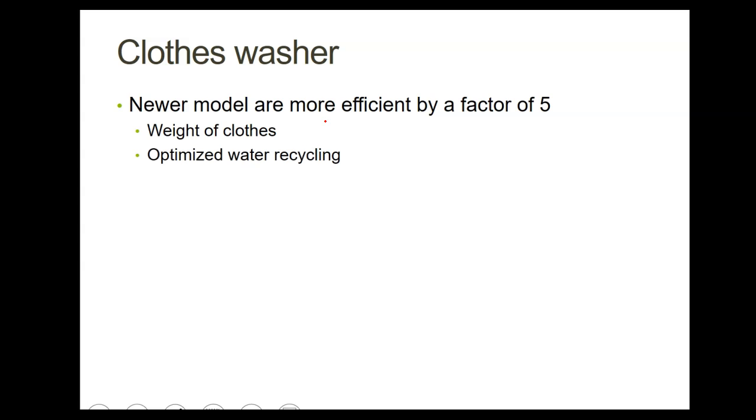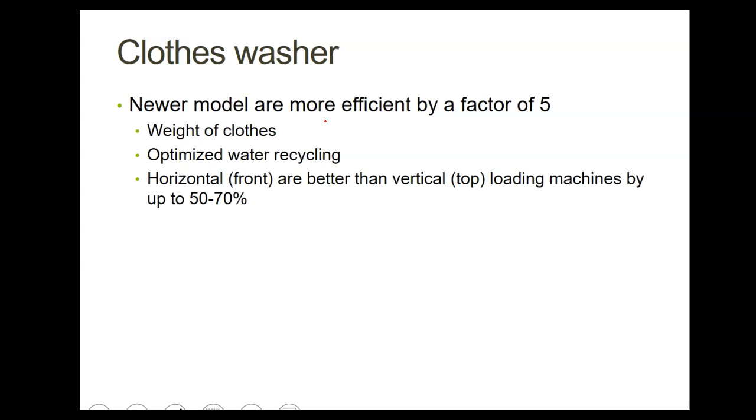Use optimized water recycling, because if you're using hot water, and a lot of people use hot water for clothes, especially for bright colors, that's not always needed. So the water consumption can be optimized for new washers.